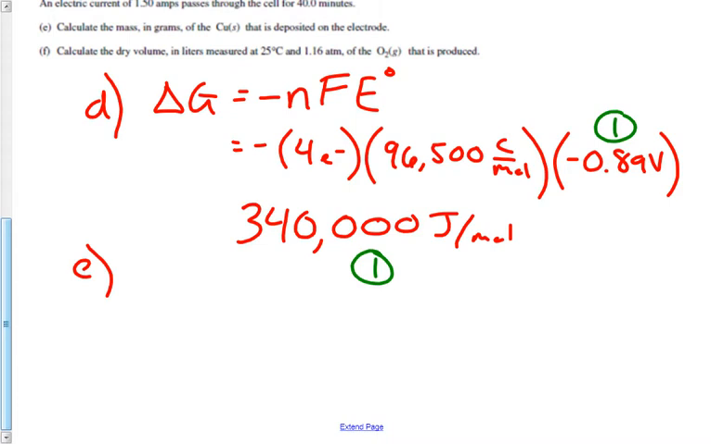But you got to know what you're looking for, so I'm going to help you out right now. It says, an electric current. You can make this difficult, or you can just realize that your orange sheet helps you out a lot. You have 1.50 amps, and it goes through in 40 minutes. It says, calculate the mass in grams of Cu deposited.